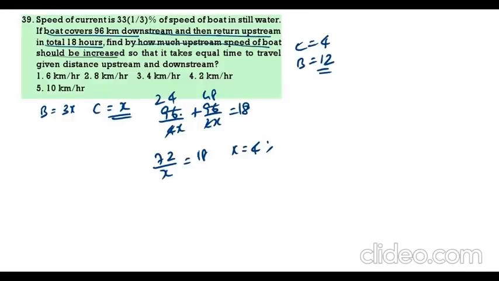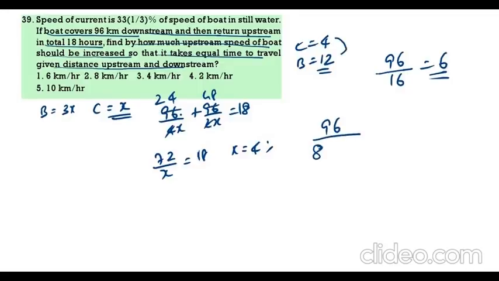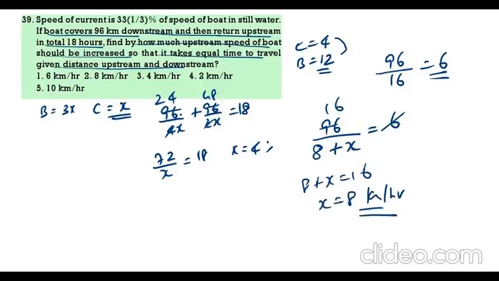Now, find how much the upstream speed of the boat should be increased so that it takes equal time to travel the given distance upstream and downstream. First downstream, 96 by 16, 6 hours. Upstream also it should be 6 hours. Upstream speed is the difference, 12 minus 4, 8. Now we should increase the upstream speed by an unknown x, so that it takes 6 hours. Now 96 by 6 is 16. So 8 plus x equals 16, x is equal to 8 kilometer per hour. So the upstream speed should be increased by 8 kilometer per hour. That is the correct answer.